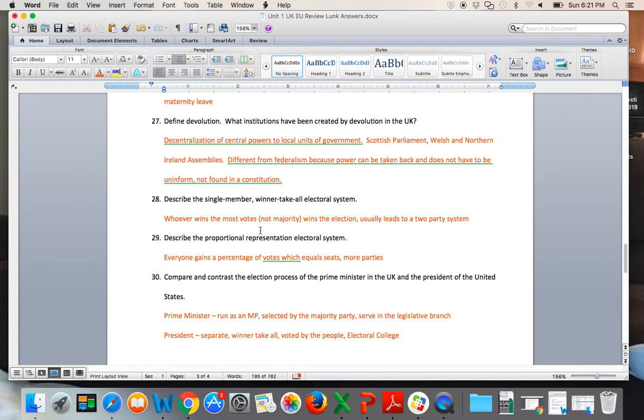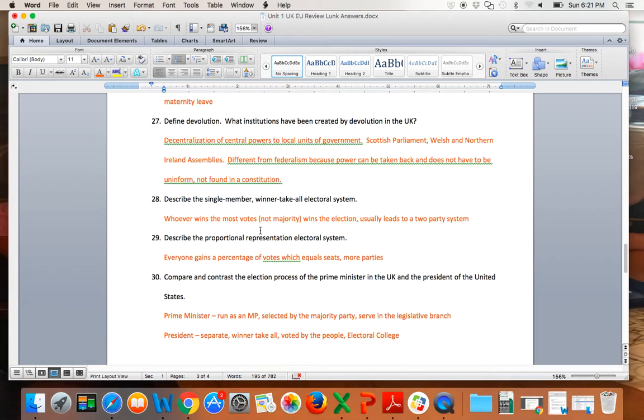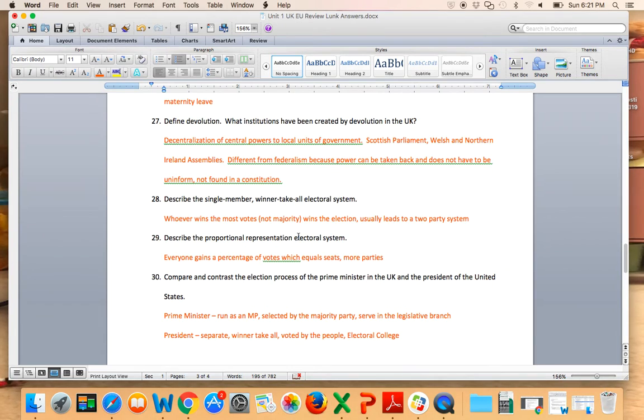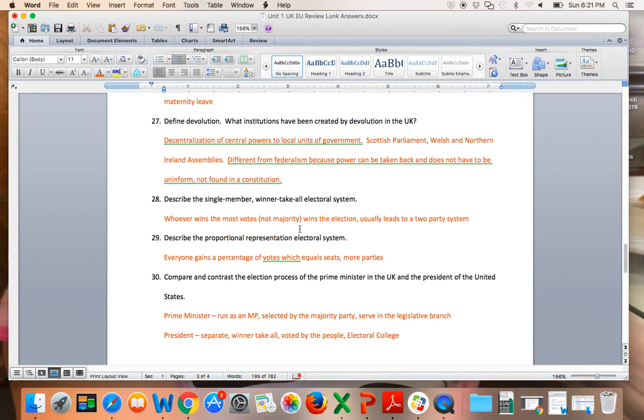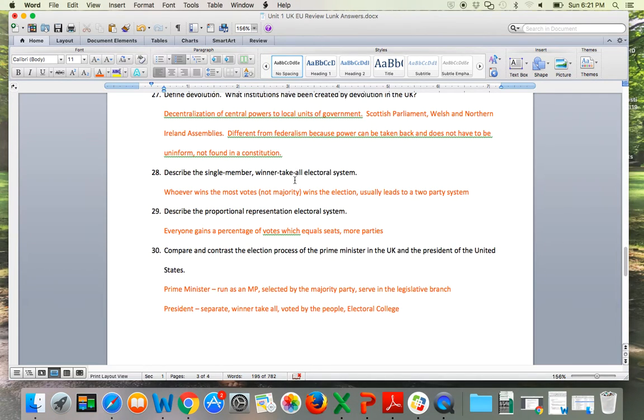Devolution is decentralization of central powers to local units of government, so passing down powers and responsibilities to local units. The Scottish Parliament and the Welsh and Northern Ireland Assemblies are gaining these powers. It's different from federalism because power can be taken back. It doesn't have to be uniform, so the Scottish Parliament could have different powers than the Northern Ireland Assembly, and it's also not written down anywhere in the Constitution.